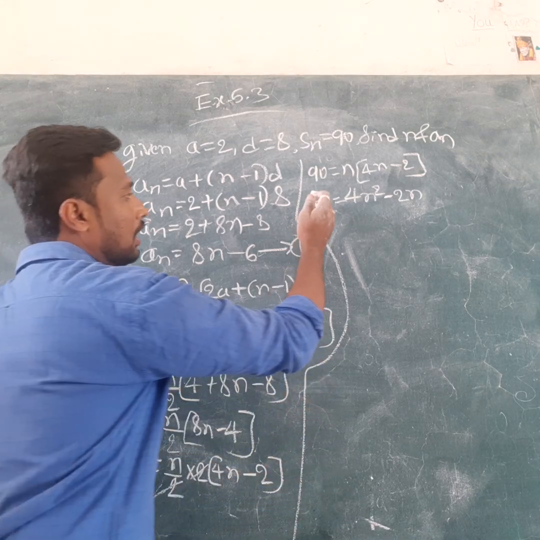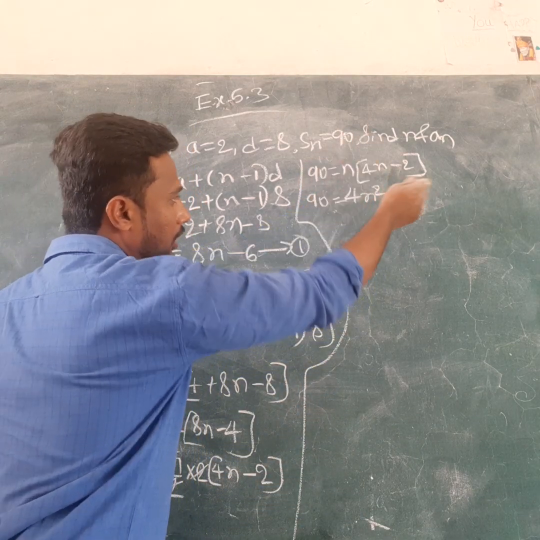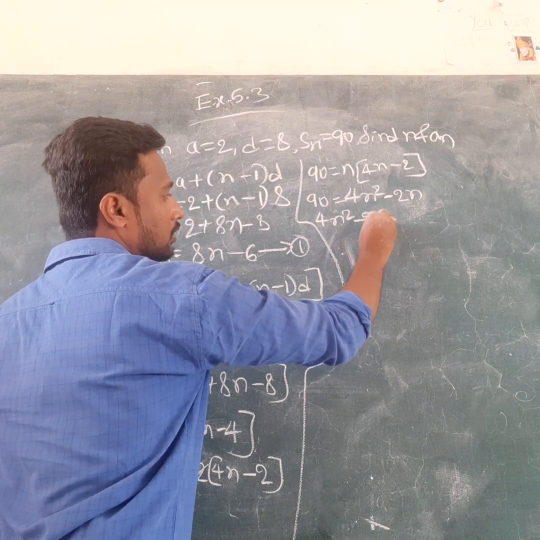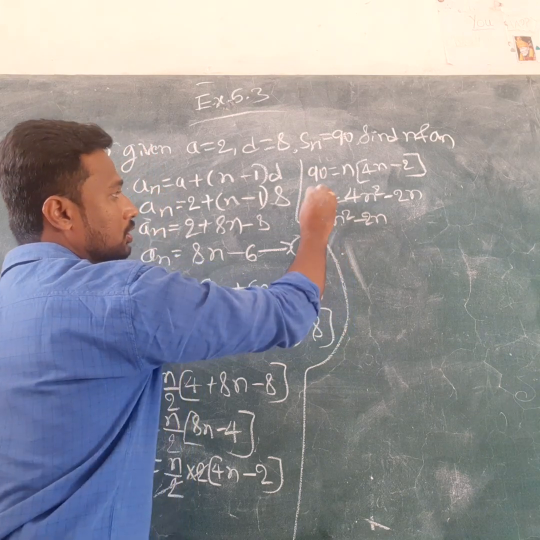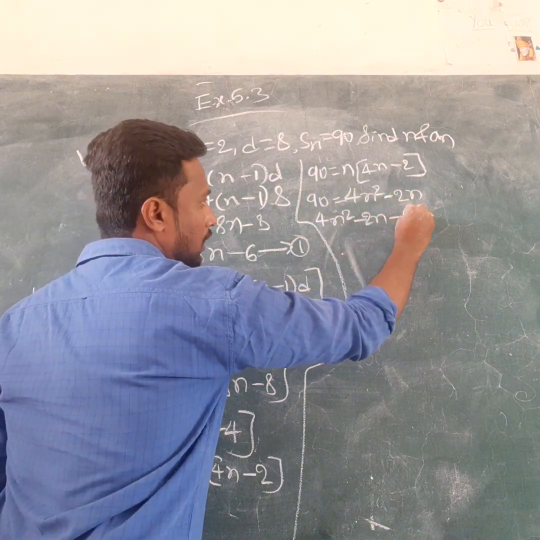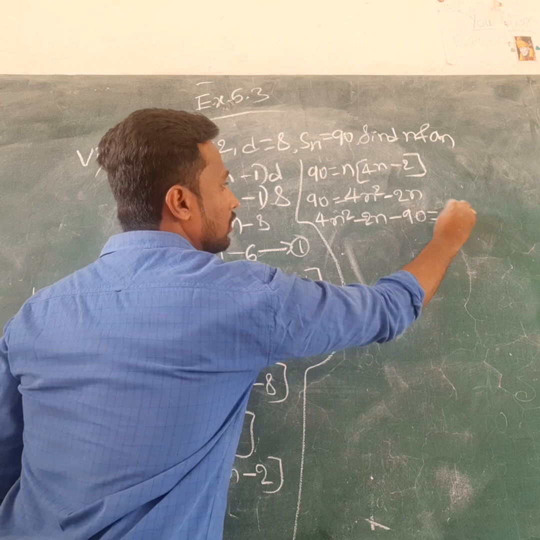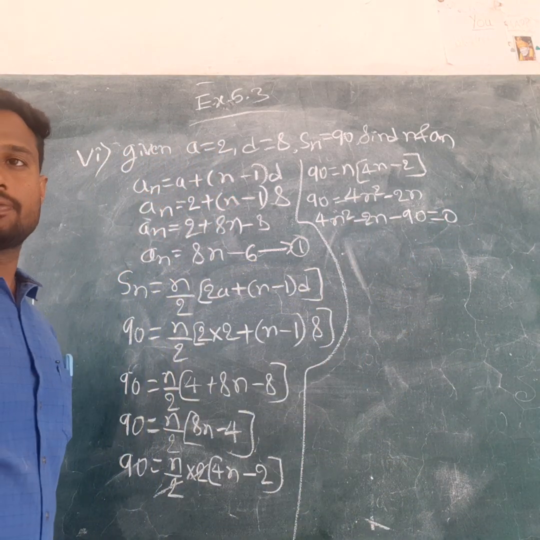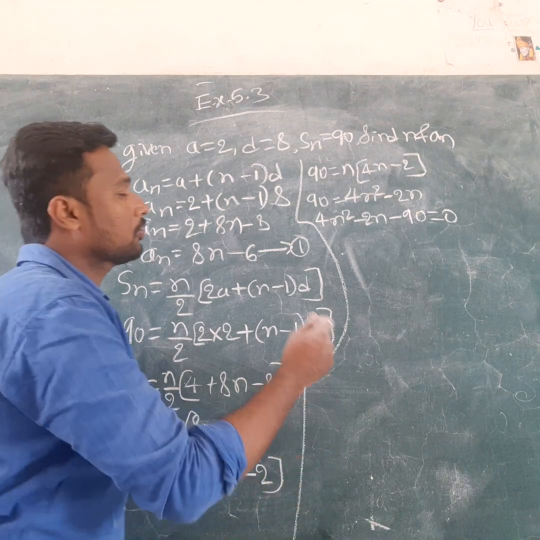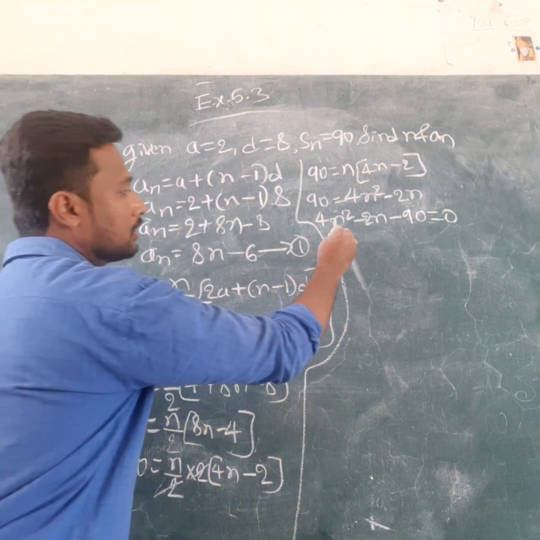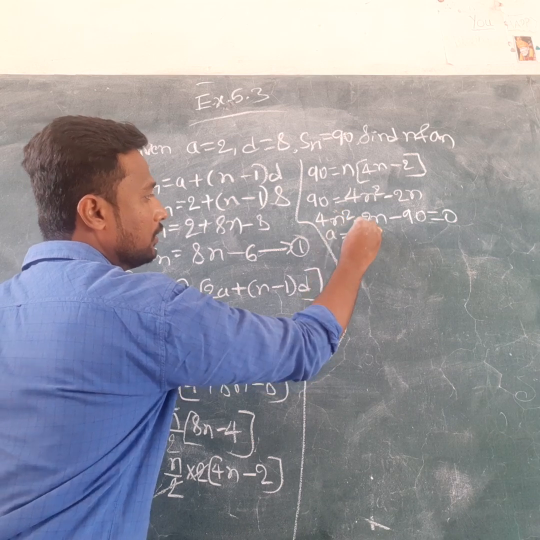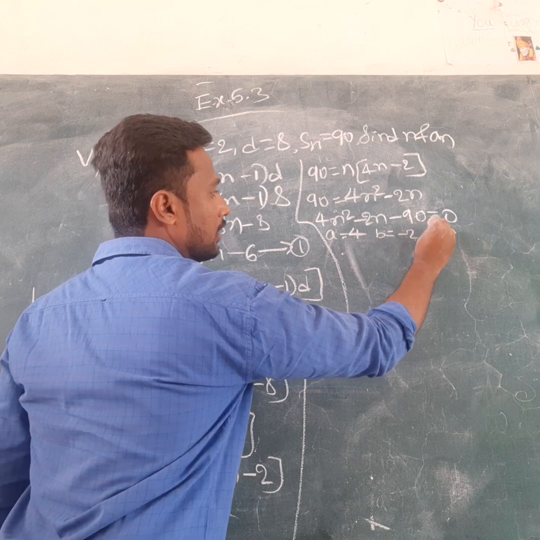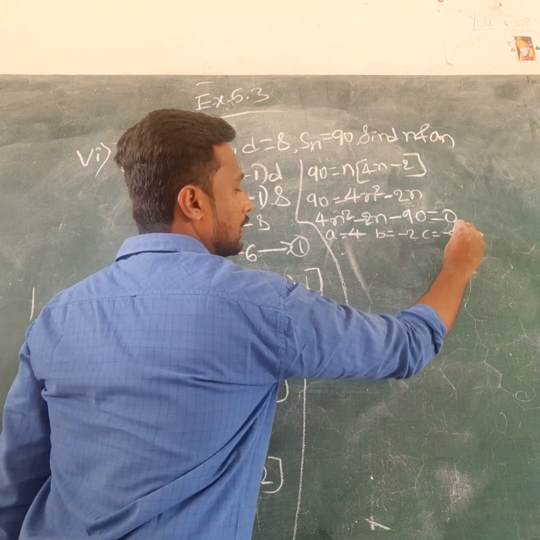Okay. So now I will take this 90 to the right hand side. It will become 4n square minus 2n, and positive 90 will become negative 90, equal to 0. So this becomes a quadratic equation. To solve the quadratic equation, what is the a value? A value is 4, b value is minus 2 and c value is minus 90.